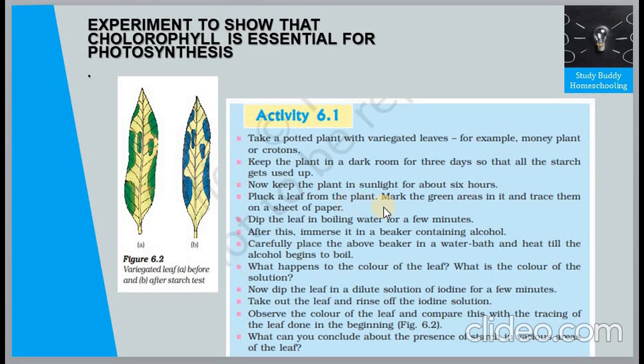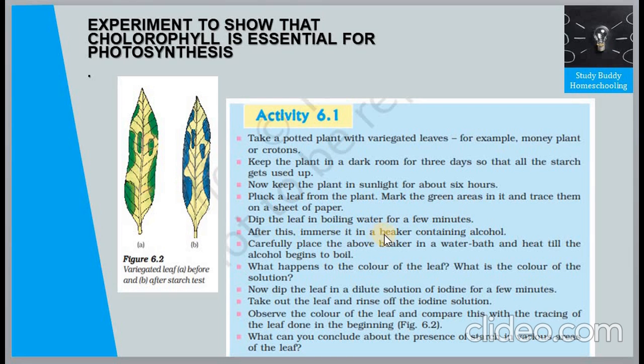Pluck the leaf from the plant, mark the green areas in it and trace them on a sheet of paper. Since it's a variegated leaf, it's easy for you to find out the greener areas, trace them and keep it separately. Now dip the leaf in boiling water for a few minutes. Why are we dipping the leaf in the boiling water? To let go of all the chlorophyll molecules.